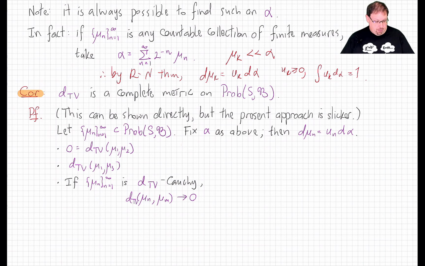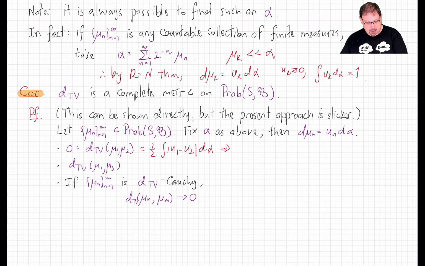So here's our proof. First, it's fairly obvious that total variation distance is non-negative and symmetric. We need to see that it's non-degenerate. So suppose that the total variation distance between two measures is 0. Well, once we've fixed this reference measure alpha with respect to which all of the mu's, in particular mu1 and mu2, are absolutely continuous, we can write this as 1/2 the L1 distance between u1 and u2. And we know that that being 0 implies that u1 equals u2 almost surely.